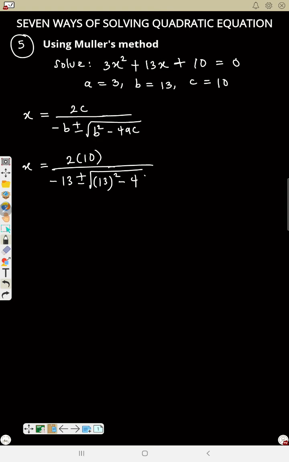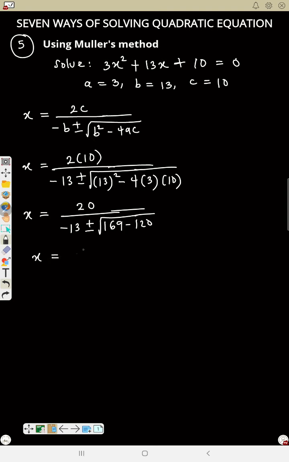13 squared minus 4ac. So s equals 20 divided by, that is 2 times 10, 20, minus 13 plus or minus square root of 169 minus 120. So s equals 20 over minus 13 plus or minus square root of 49. So s equals 20 divided by minus 13 plus or minus 7.